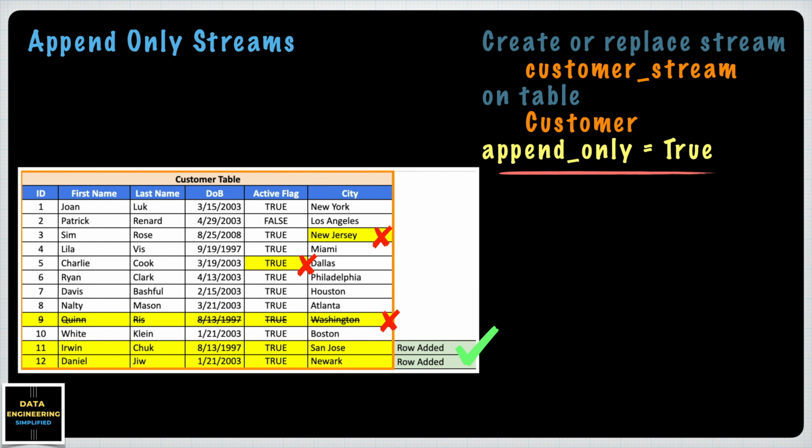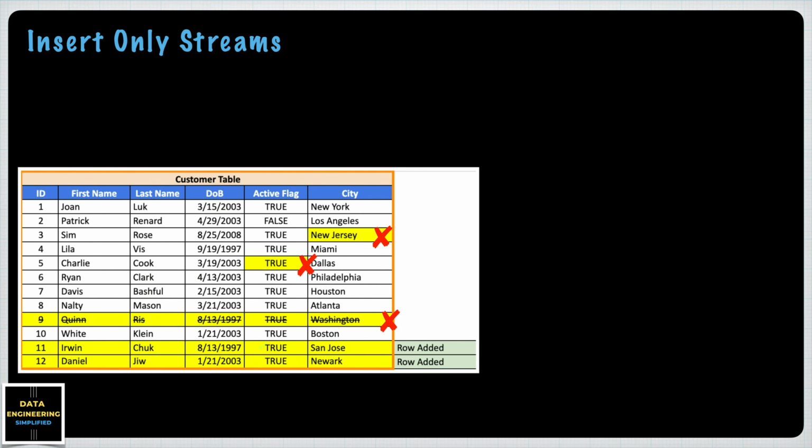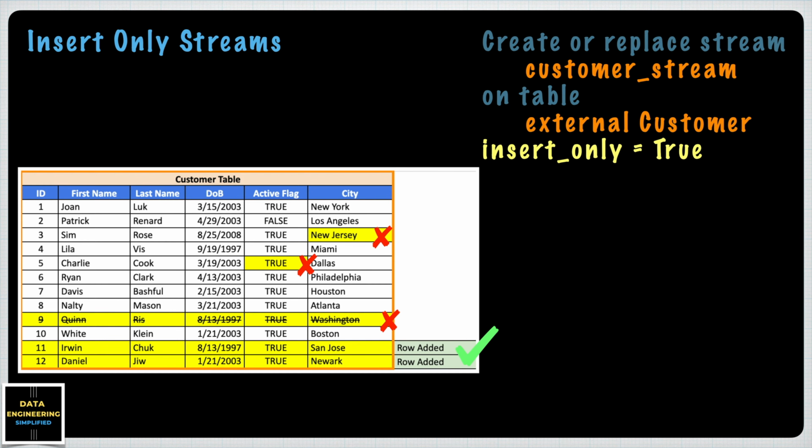This is called append only streams. We have another type of stream called insert only stream. For external table, this parameter is changed to insert only. If you are creating a stream on external table, the append only parameter is changed to insert only.